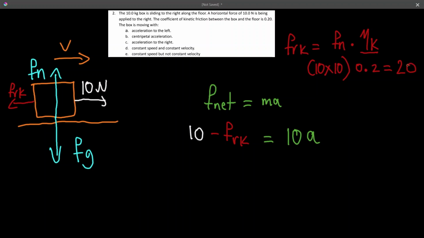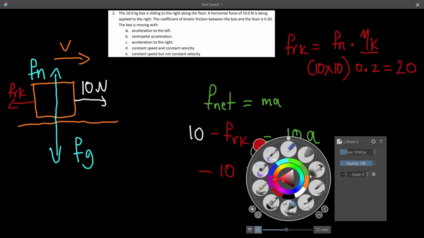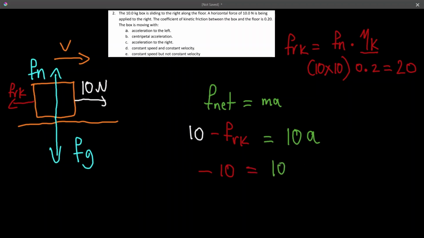Now you just plug this into the equation. You're going to get 10 minus 20. This part right here is just 20. Right? So it's 10 minus 20. So minus 10 is equal to 10a. So a is equal to negative 1, which means that I have a negative acceleration.